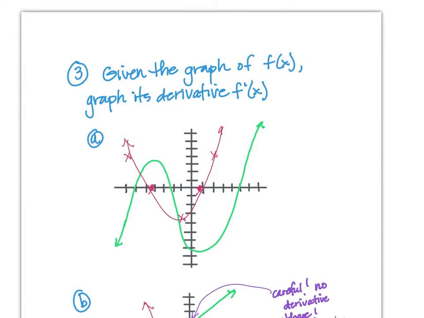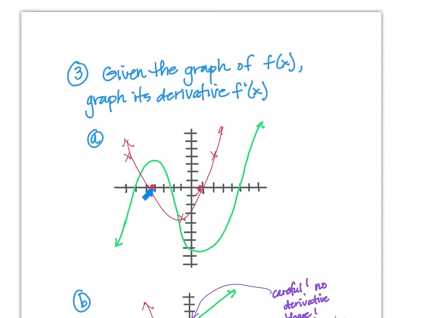This is problem number 3, which is graphing the derivative. So the green is the function, and the red ends up being the derivative. So if I have 2 bumps here, now if you recall, this is where the slope is 0. So since the slope is 0, you're going to have a 0 on the x-axis. Over here, the slope is 0. You're going to have a 0 on the x-axis.